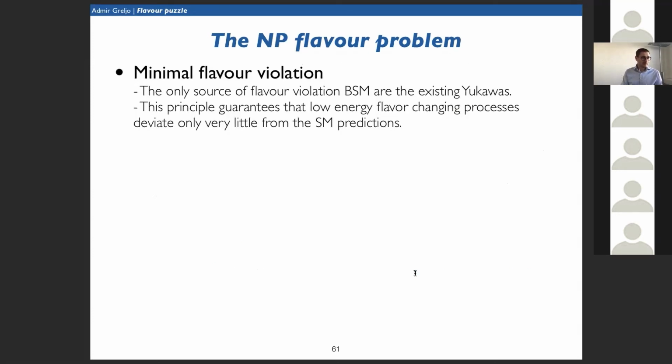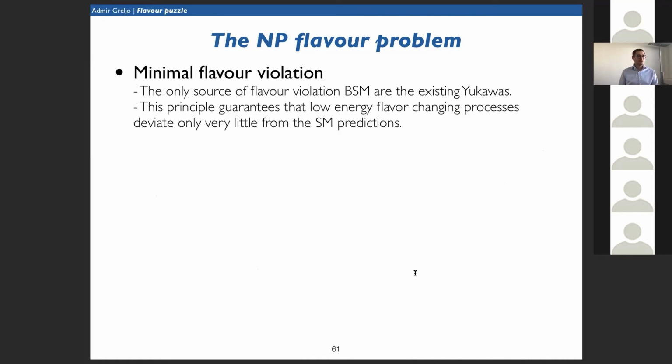One way to explain the new physics flavor problem, the absence of flavor changing neutral currents beyond the standard model, where we have only those that are predicted by the standard model, is the so-called idea of minimal flavor violation.